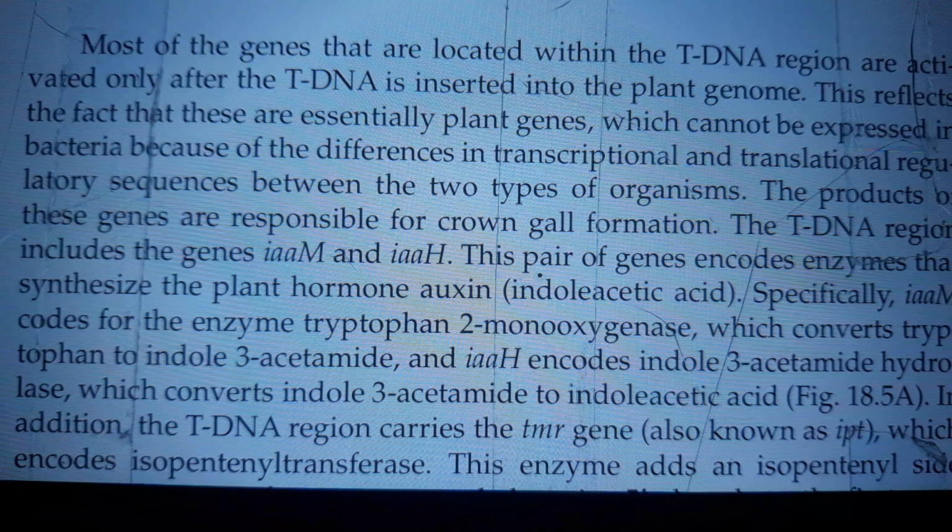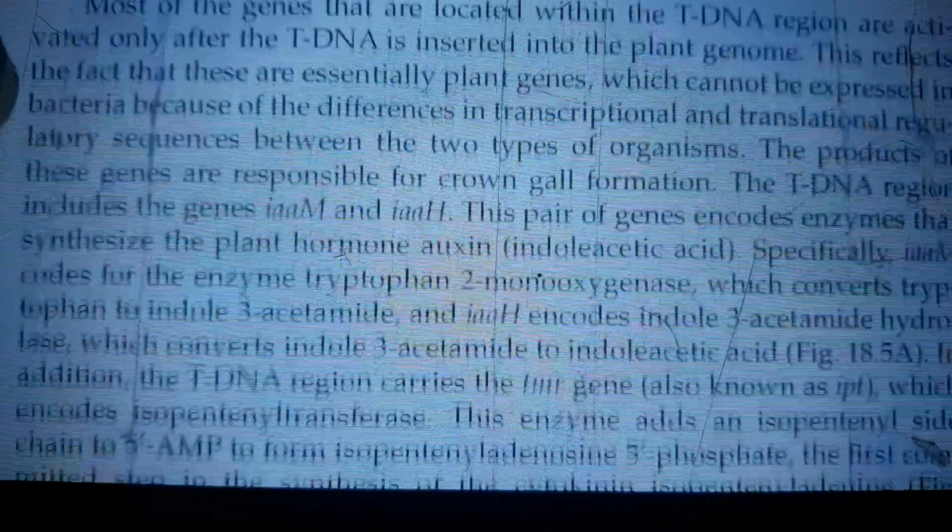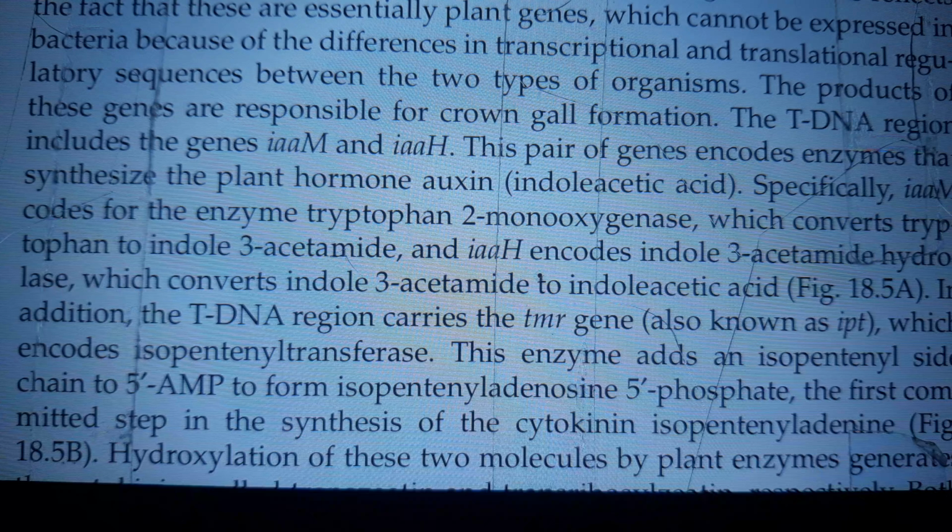Most of the genes that are located within the T-DNA region are activated only after T-DNA is inserted into the plant genome. This reflects the fact that these are essentially plant genes, which cannot be expressed in the bacteria because of differences in transcriptional and translational regulatory sequences between the two types of organisms. The products of these genes are responsible for crown gall formation.